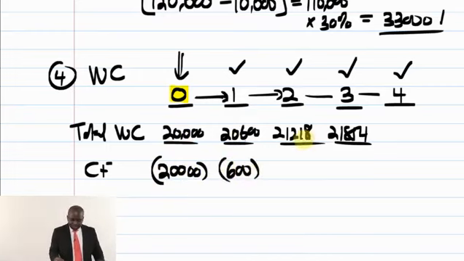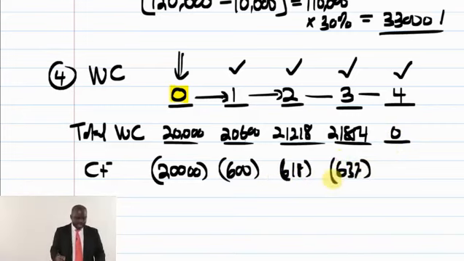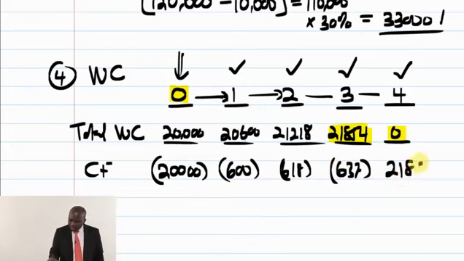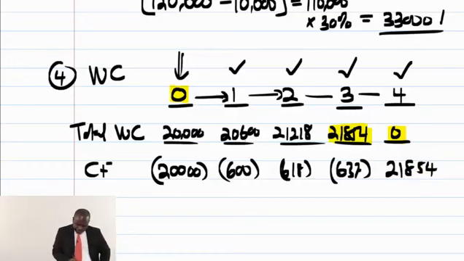And then it increased again. When working capital increases, it is a cash outflow. When it decreases, it becomes a cash inflow. So 600, then 618 increase, 637 increase, and then be with me. From year 3 to year 4, it moves from 21,854 to 0. Therefore, you have to recover it. It's like an inflow has come in. So this is how you get your working capital.